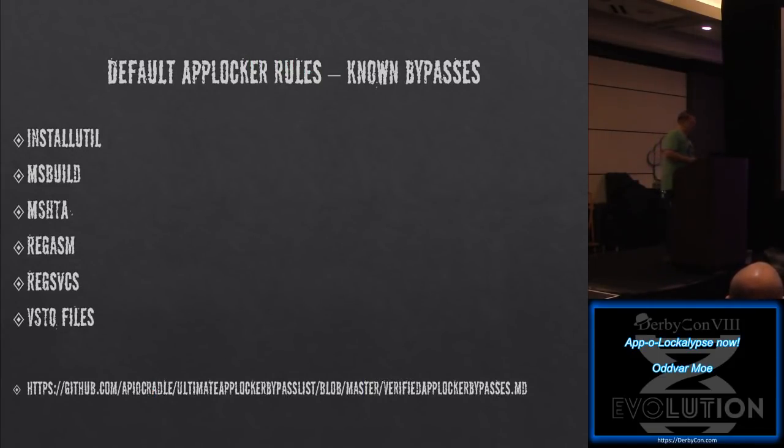Yes, and then you have something called known bypasses. Even though you configure everything correctly, there's still a lot of binaries that you can use to execute code to bypass the protection of AppLocker. So there's a lot of known discoveries made by other great people, like Subtee and Matt Graeber and all those guys, where you can use InstallUtil, MSBuild, mshta, regasm, regsvcs, and VSTO files. I have a list. I actually have a GitHub repo called the Ultimate AppLocker Bypass List. And I try to update it as much as I can with new known techniques. So I recommend that you check that out when you start to harden your AppLocker environment, or if you're looking for a bypass. Depends on which side you're on.